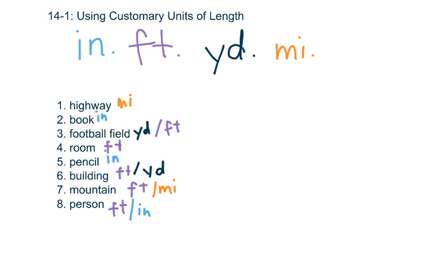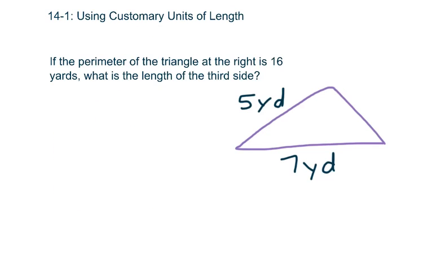Okay, the last part of our video includes solving a word problem, and then you're free to get started on your work. Our word problem says, if the perimeter of the triangle at the right is 16 yards, what is the length of the third side? So a quick refresher, perimeter means how long the outside of a figure is. So the perimeter of the triangle, we'd have to add up all the sides. 5 plus 7 plus some number we don't know.